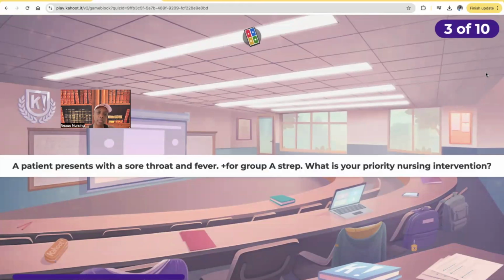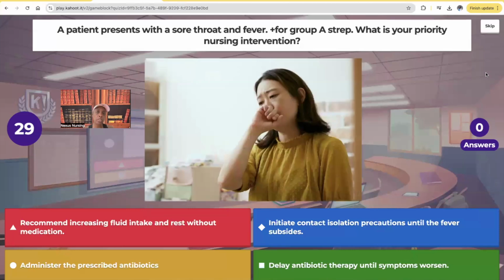A patient presents with a sore throat and fever. The patient tests positive for group A strep. What's your priority nursing intervention? Is it to recommend increasing fluid intake and rest without medication? Is it to initiate contact isolation precautions until the fever subsides? Is it to administer the prescribed antibiotics, or is it to delay antibiotic therapy until symptoms worsen?